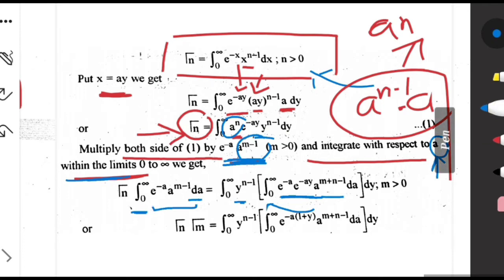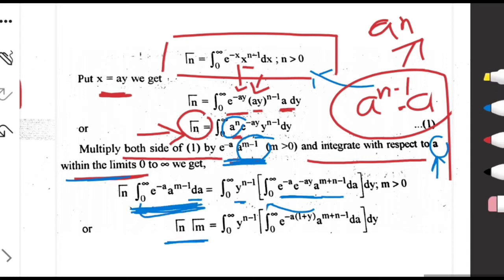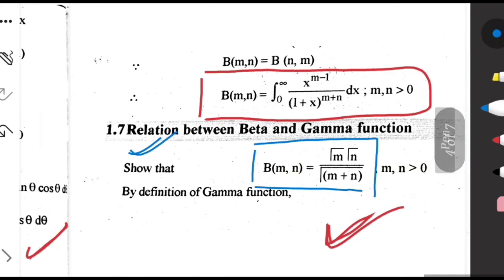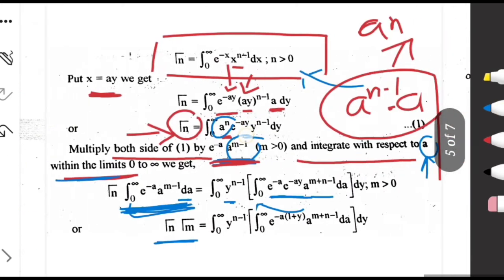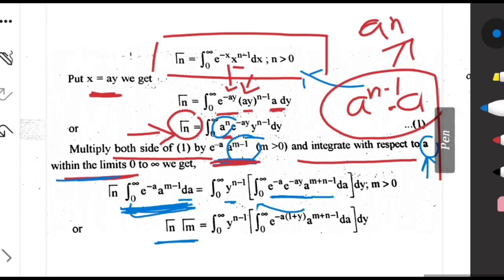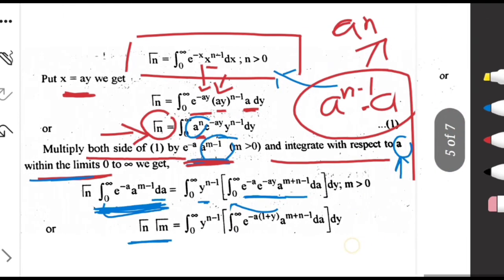Now according to the definition, this is gamma n. According to the definition, this is gamma m. Okay, so we will get gamma n, gamma m. Now it is very obvious why we have multiplied both sides by this term. Okay, because we want this. We are first of all making this. So we started from gamma n, and now we have made gamma m in the product of this. So gamma m and gamma n is equal to, this will be as it is.